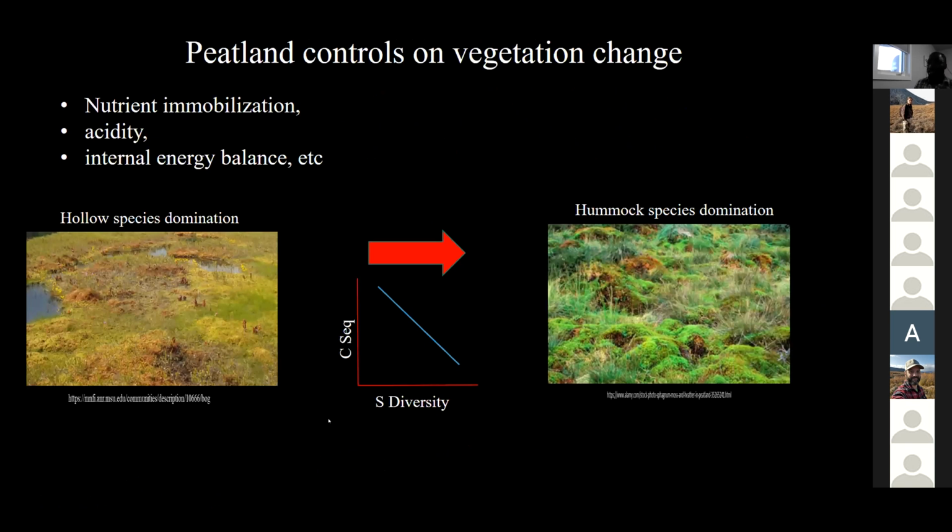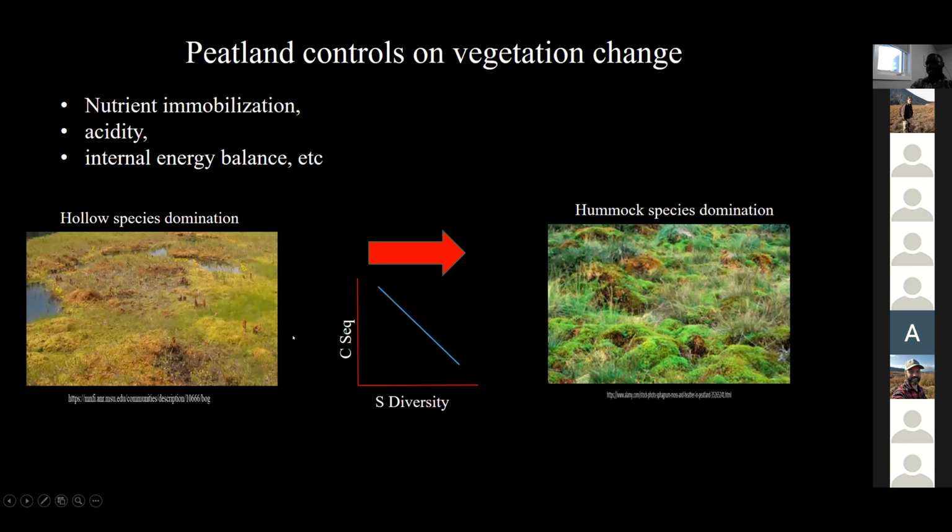And peatlands also tend to have controls on vegetation change, especially in the area of nutrient immobilization. As we go from the hollow species domination in the relatively young peatlands to the more developed peatlands where we have this microtopographic structure, hummock-hollow structure, we have these vascular peat deposits which prevent nutrient movement through the peat columns. With that, the system becomes more acidic, and there's the issue of internal energy balance, where the peat soils become a little bit cold for root establishment.